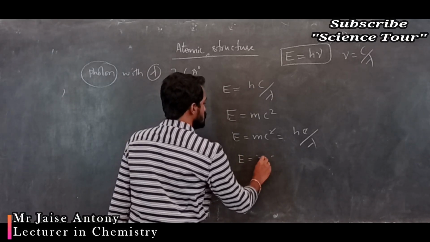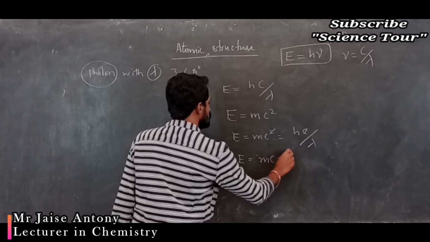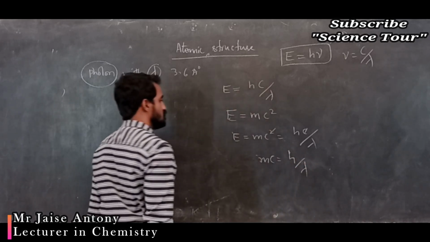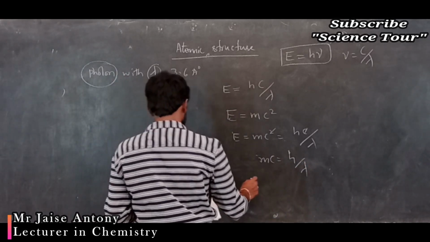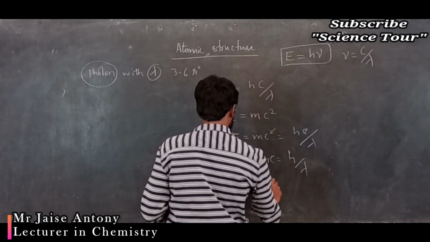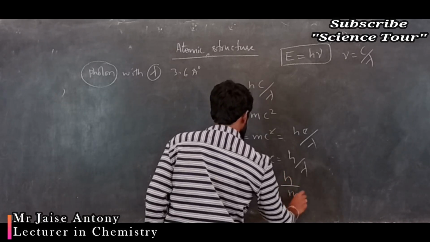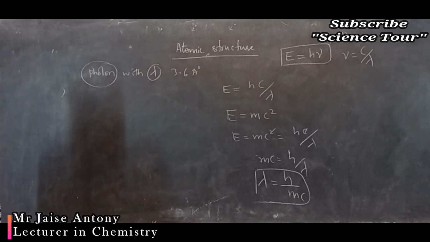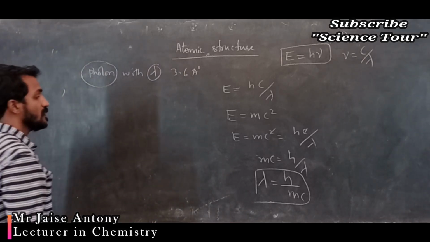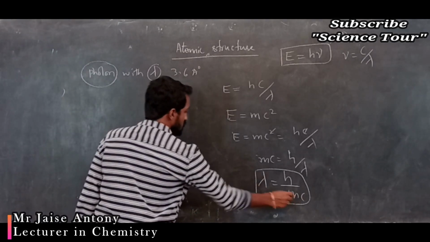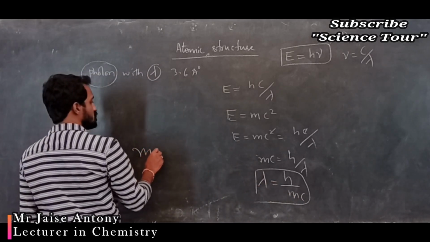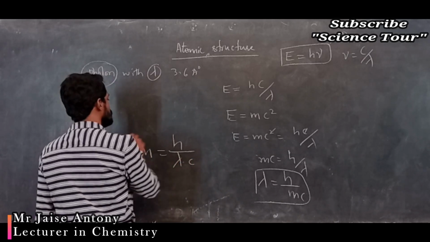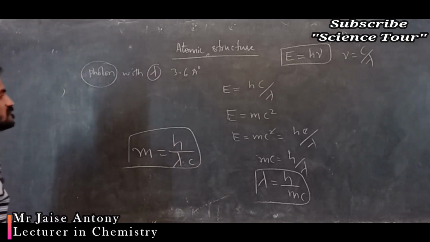So here it comes: mc is equal to h by lambda. So I can write this as lambda is equal to h by mc, correct? Lambda is equal to h by mc. So I want to find out the mass here. m is nothing but the mass, h divided by lambda c. This is the formula.